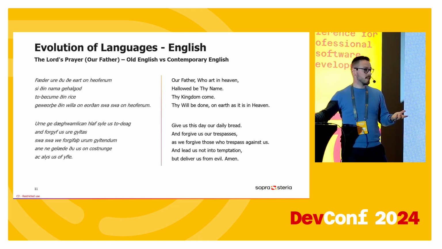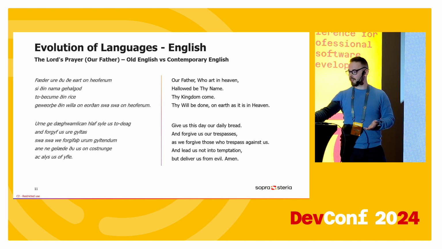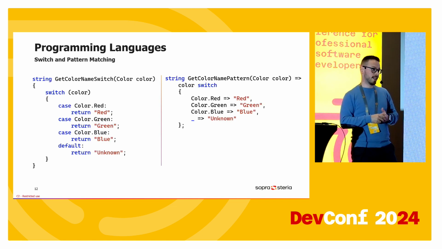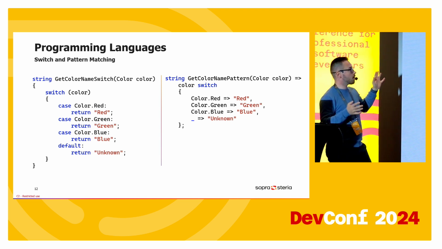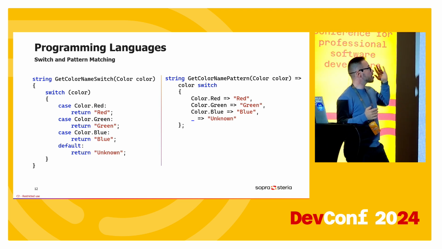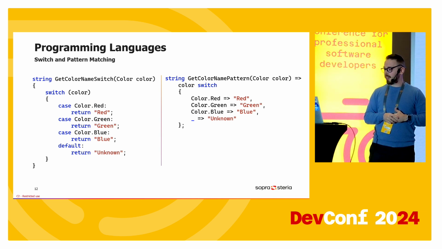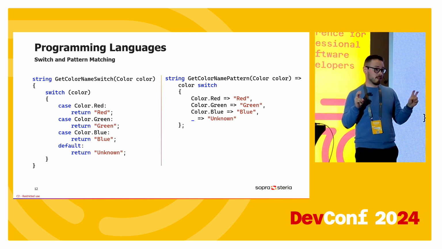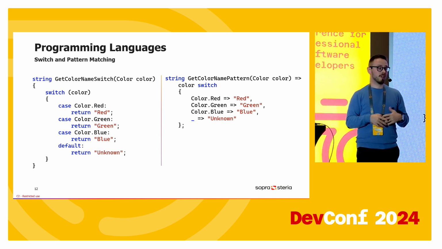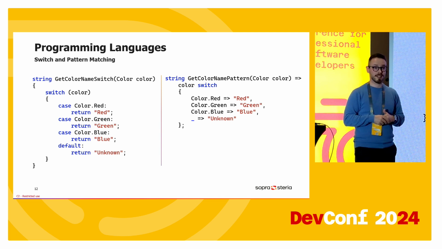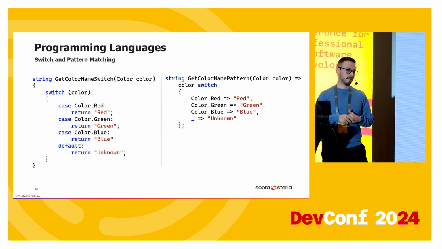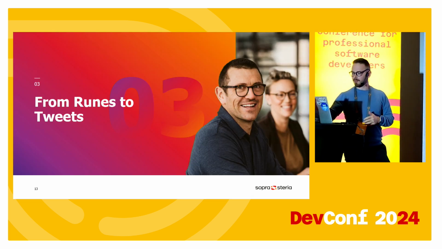So the same is with the Swedish language and any other language. Even programming languages. Here's an example from C#. A comparison of code which is doing exactly the same, switch and pattern matching. On the left side you can see a traditional switch statement in C#, and when the C# language evolved to new versions, we got pattern matching, which looks like this on the right side. So even programming languages are evolving.